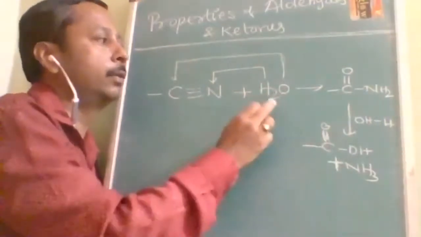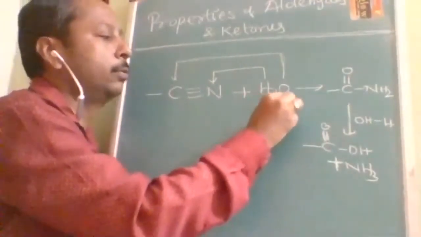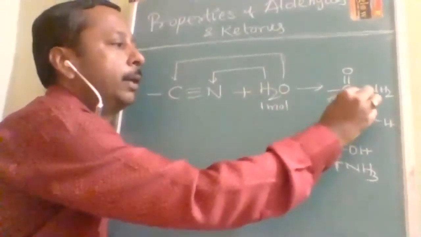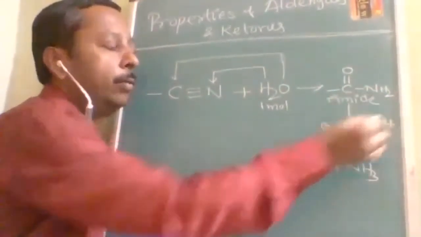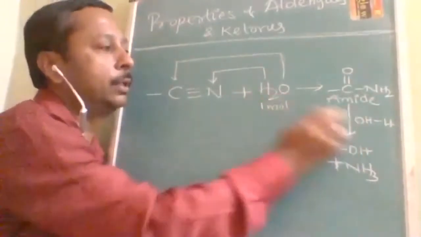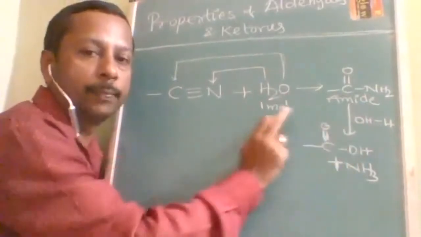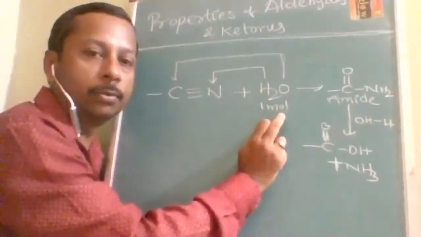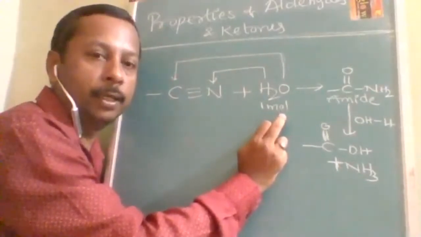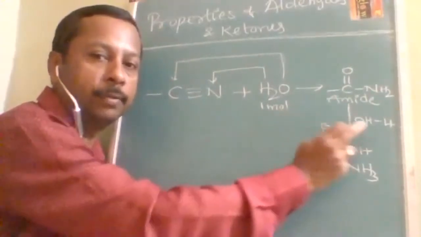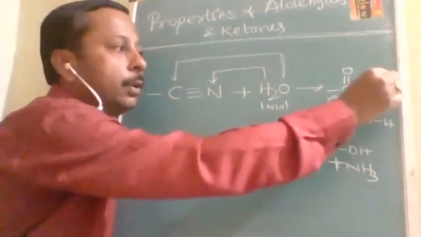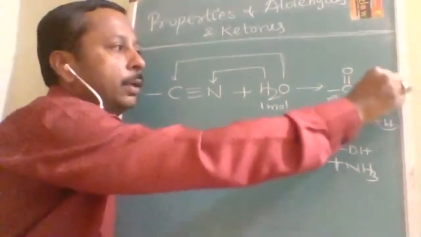So what is the functional group we got? When only 1 mole of H2O is used, it is converted into what? Amide. But if you are able to give one more mole, then it is well and good. Then these 2 moles are called complete hydrolysis. If you give only 1 mole, then it is called partial hydrolysis. I told you sometimes we need to write H2O, sometimes HOH. Here we are writing HOH.